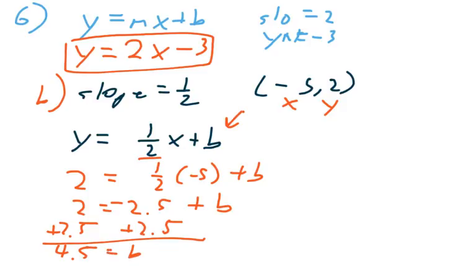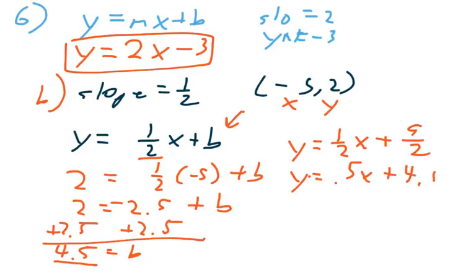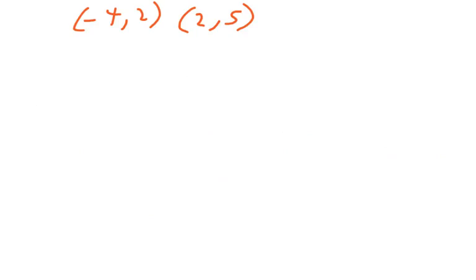Now because this is a fraction, I need to turn either both into fractions or both into decimals. So 4.5 as a fraction is 9 halves, or 1/2 is 0.5. Normally I prefer this answer because we normally like to work with fractions when dealing with lines.